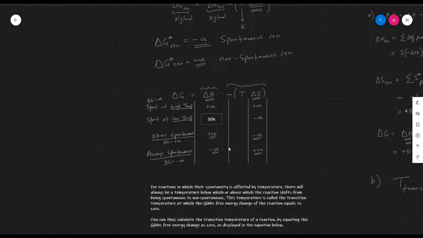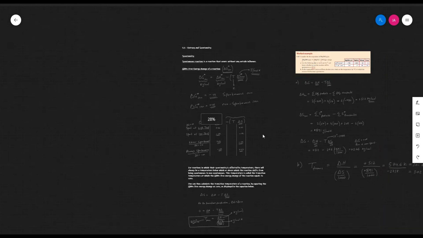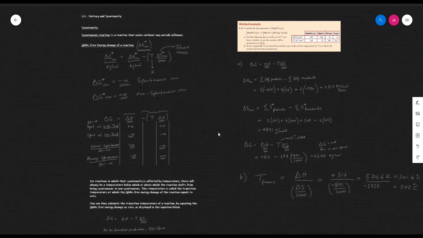This covers the subunit of 5.5, entropy and spontaneity.